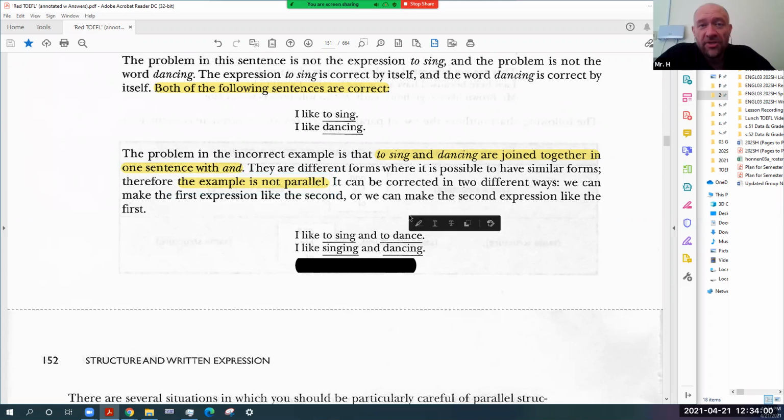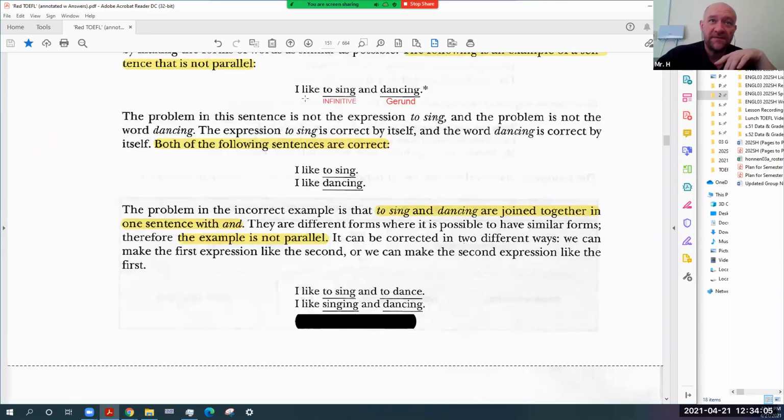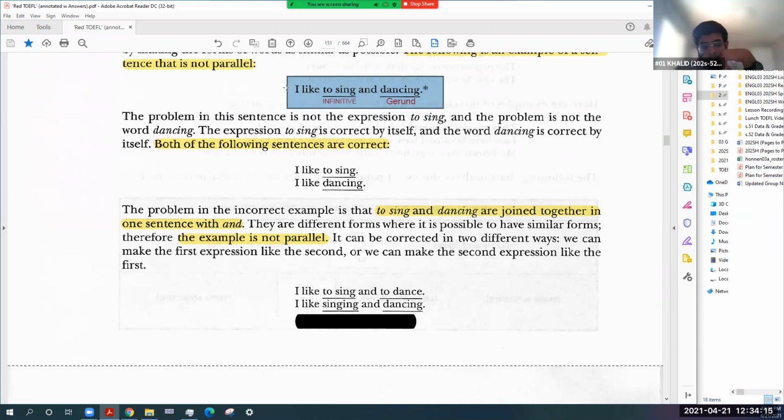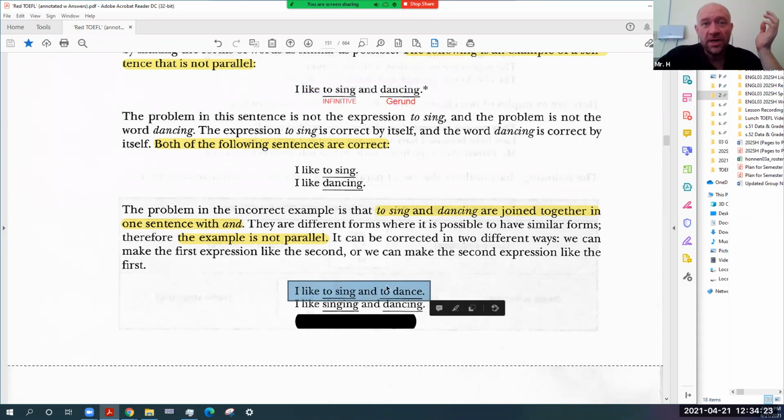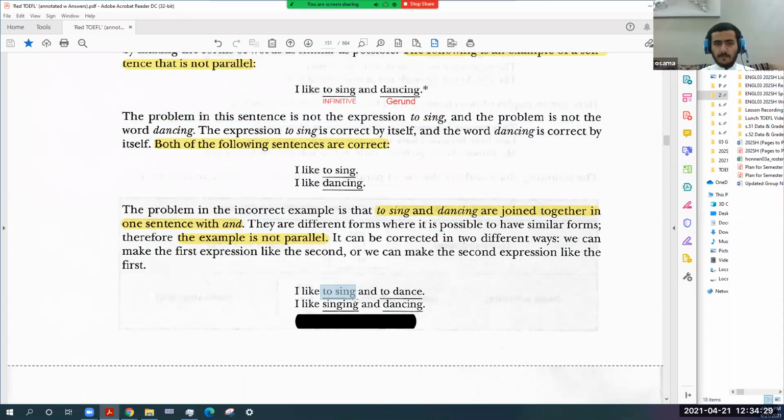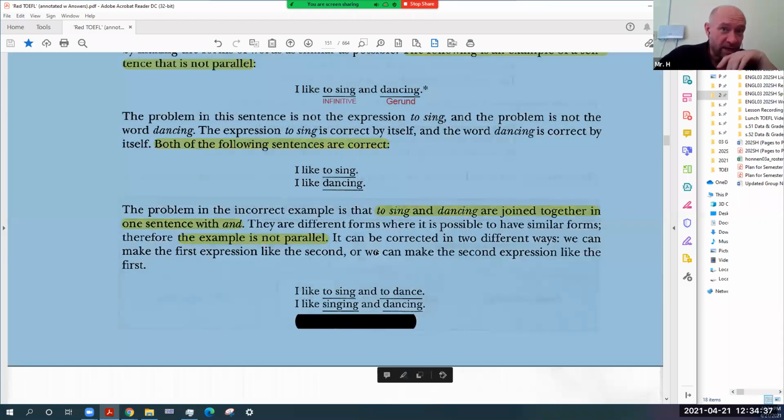So we have three ways to fix this example, okay? Can you tell me one of them, Khalid? Fix it, please. I like to sing and to dance. That's one way. So what do we have now, everybody? What's this? Infinitive. That's right. And here? Infinitive. So we have two infinitives, right? Okay. What about the second example, Mohana?